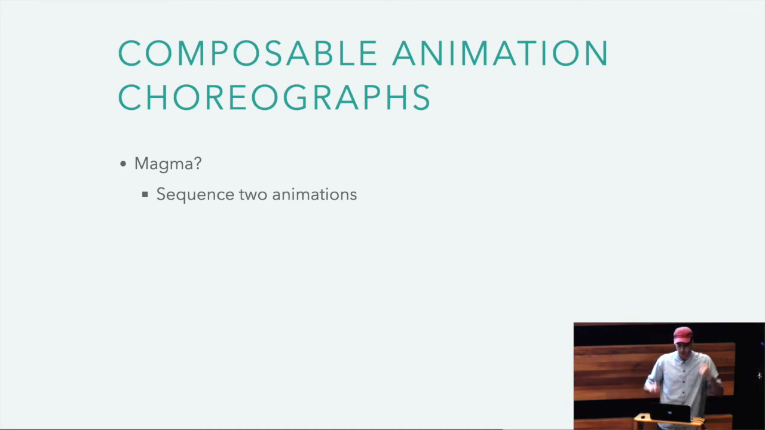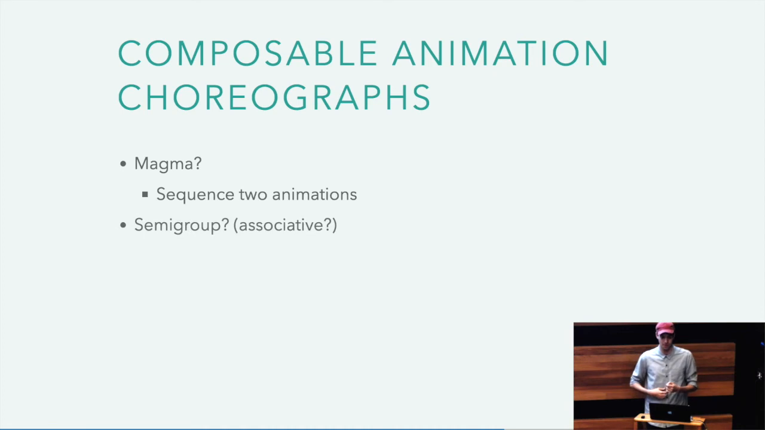Then the next question: is it associative? Is there a semigroup? If you think about it, it is. Just follow my fingers. If I have three animations that I'm sequencing, it doesn't matter whether I think about these two first or these two first. It's still doing them all one after another.